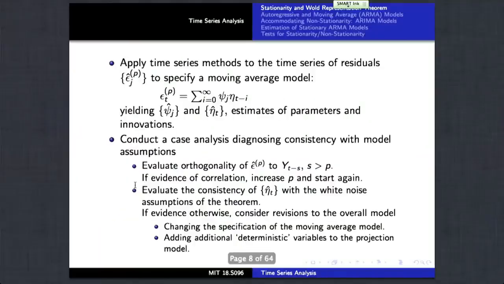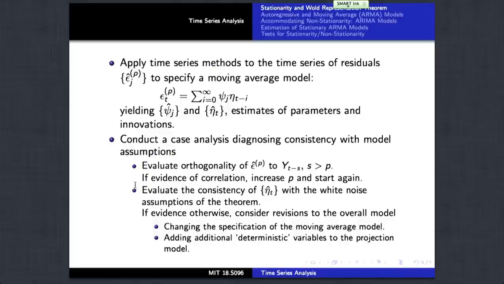Well, we can conduct time series methods to analyze these residuals, which we'll be introducing here in a few minutes, to specify a moving average model. We can then have estimates of the underlying coefficients psi and estimates of these residuals, a_t. And then we can evaluate whether this is a good model or not. OK, what does it mean to be an appropriate model?